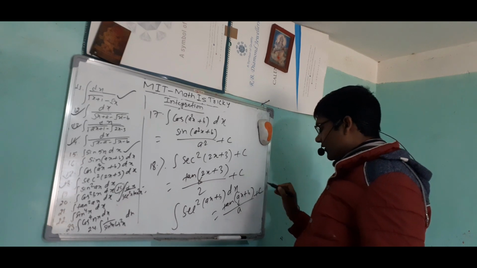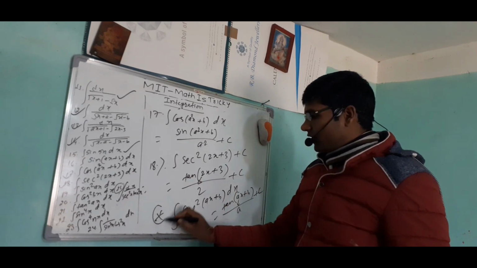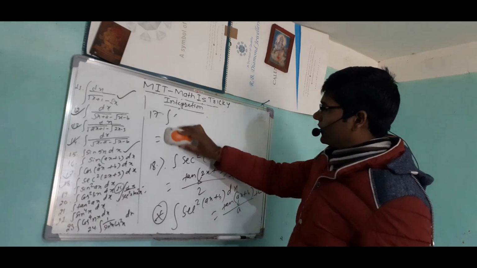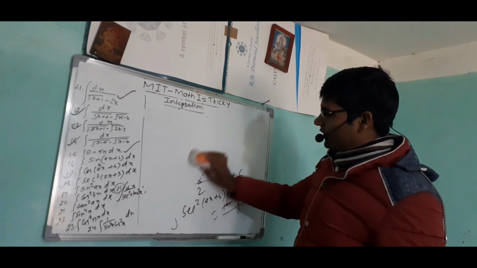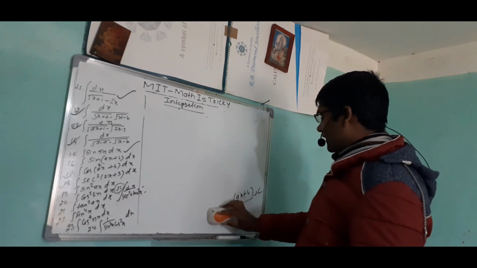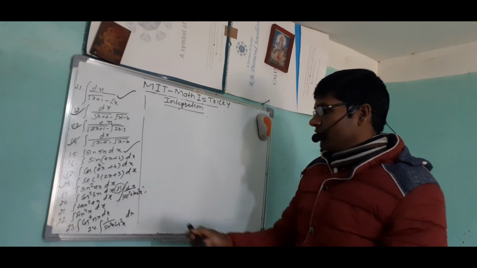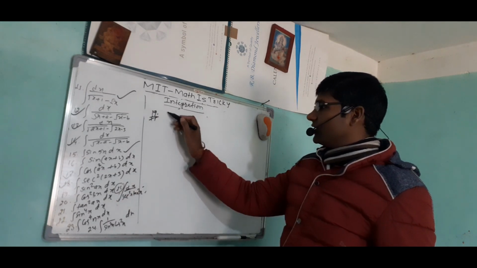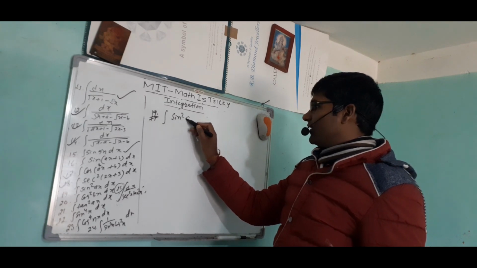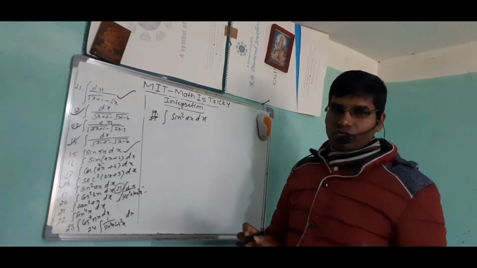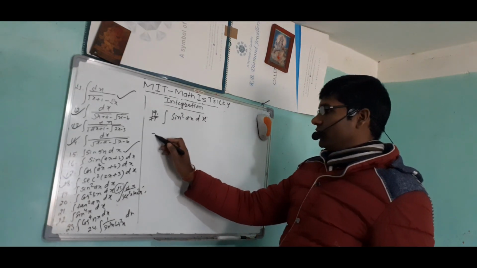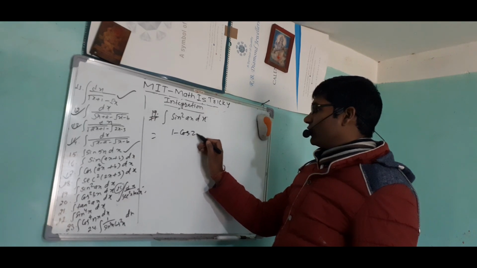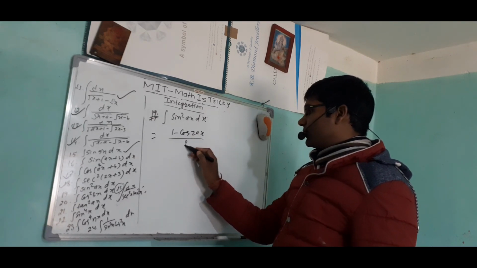This is the formula. Okay, hope you understood this. If you have any confusion, you can ask me, you can write in the comment box so that I can help you. So now let's move to question number 19. Question number 19 is sin²(ax) dx. In this type of problem, what do we do? For this, we write sin² as (1 - cos 2ax)/2.